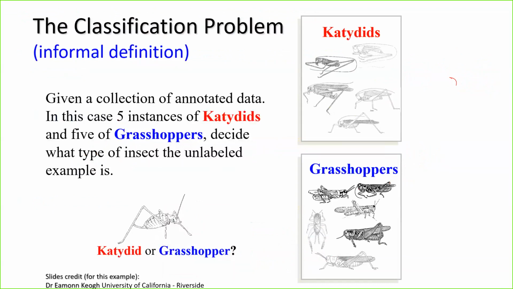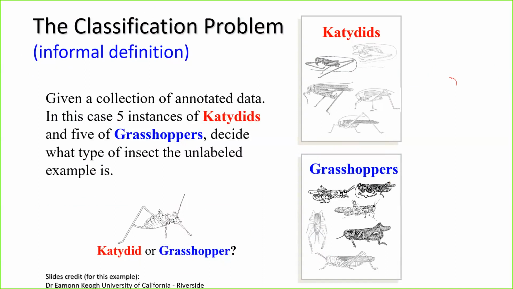So here is an example of a classification problem. There are two types of insects, katydids and grasshoppers. We are given images of the katydids and the grasshoppers and the labels corresponding to them, indicating which class they belong to. Given a new insect, we need to classify whether it is a katydid or a grasshopper. We don't know what label is associated with it. It's a new insect.